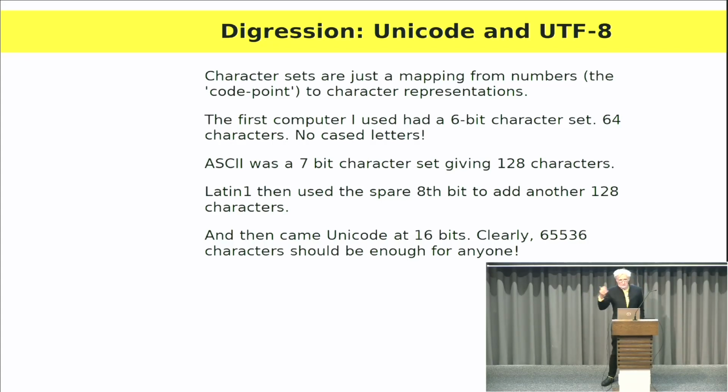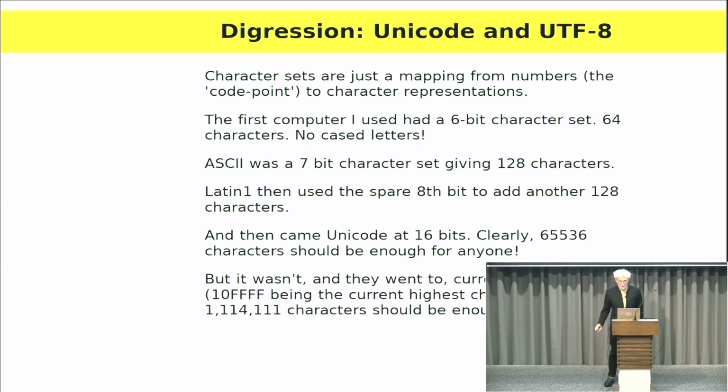So character sets, of course, and I'm talking to the choir here, I understand, are just a mapping from numbers to character representations, and numbers being the code point. The first computer I used had a 6-bit character set, 64 characters in other words, and had no cased letters. As a result, there wasn't room. ASCII is a 7-bit character set, which gave us 128 characters and therefore cased letters. And then Latin 1 came along and used the spare 8th bit in a byte to give us another 128 characters. But the next iteration was Unicode at 16 bits, and clearly 65,000 characters should be enough for anyone, but then it wasn't.